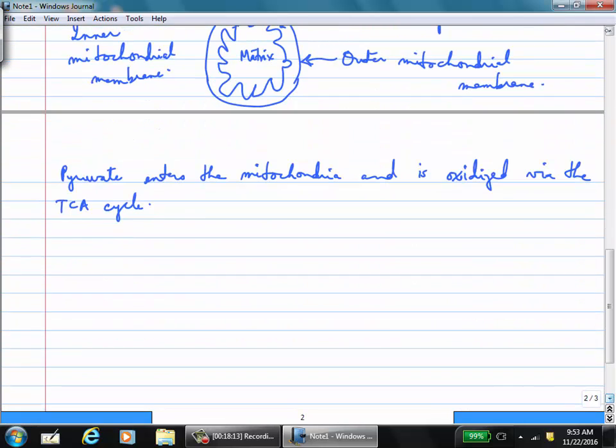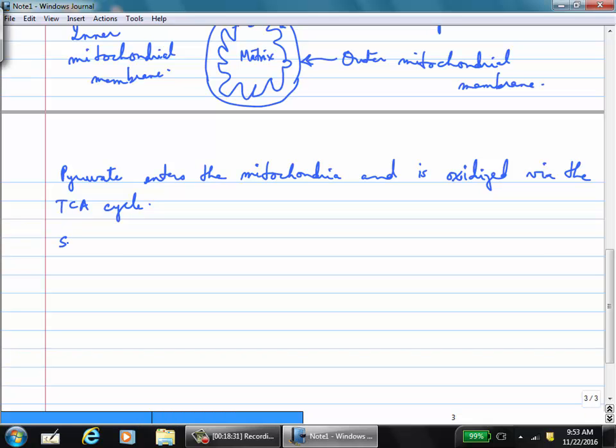So now let's discuss the TCA cycle. Pyruvate enters the mitochondria and is oxidized via the TCA cycle, or the citric acid cycle. So what are the steps involved? And again, there are many reactions over here. We are not going to discuss all those reactions in detail, but we will point out what is important.